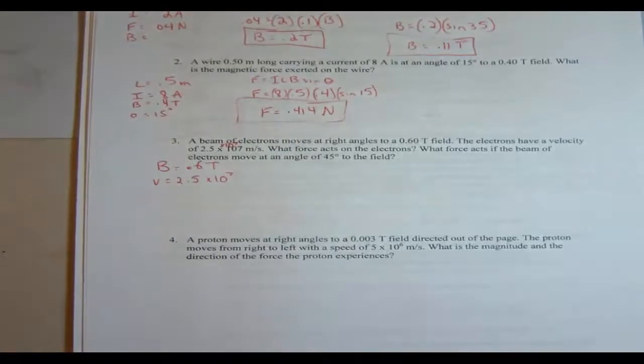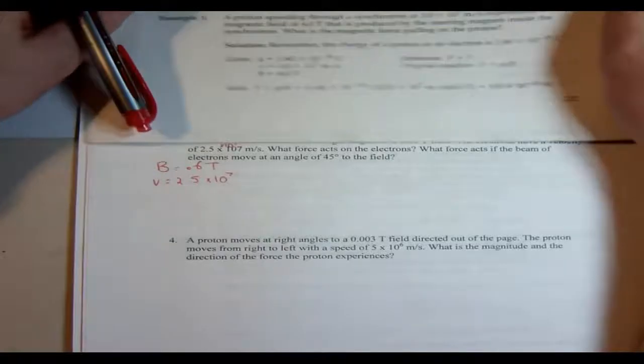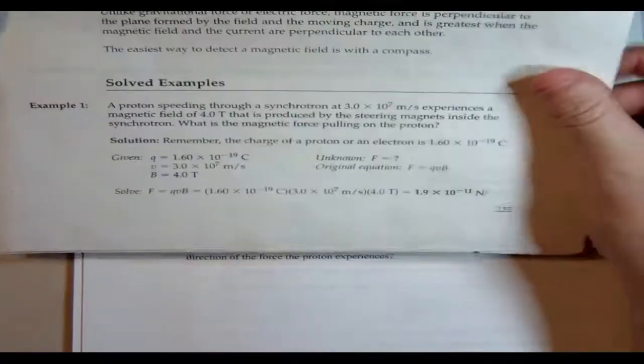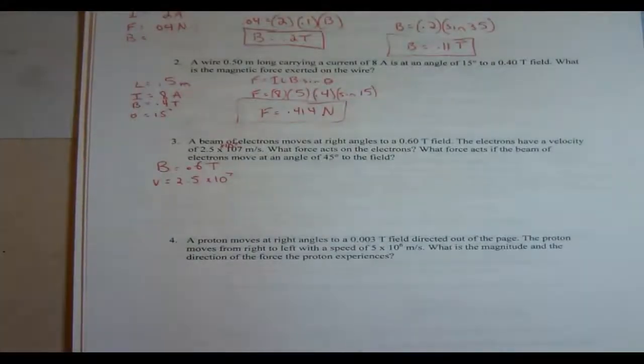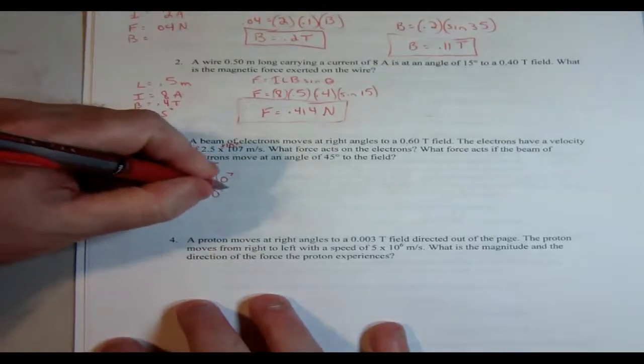And finally, something that they don't really tell us necessarily is it says electrons, right? So electrons have a certain charge. You can look this up on your constants on your formula chart. This is a proton, but protons and electrons have the same charge, right? So our charge, Q, is 1.6 times 10 to the minus 19.